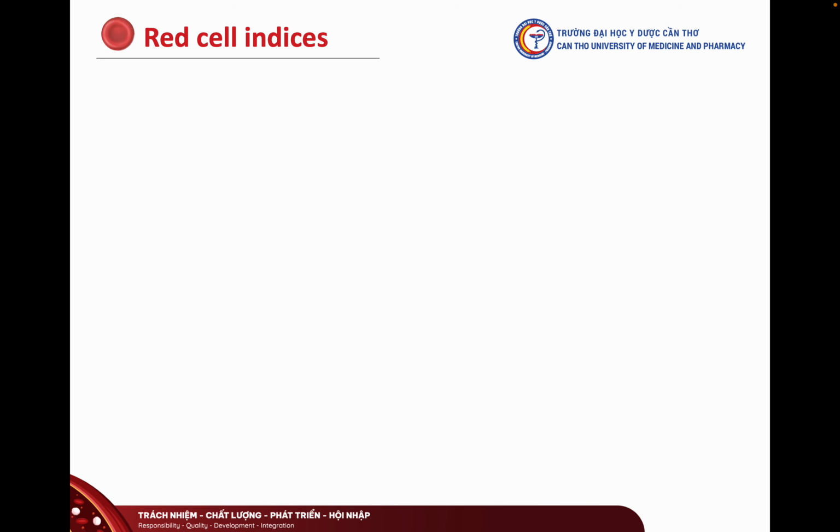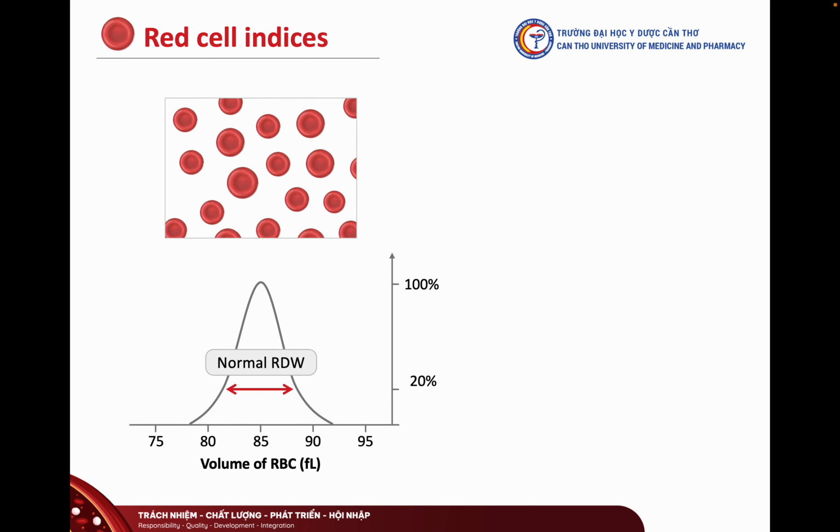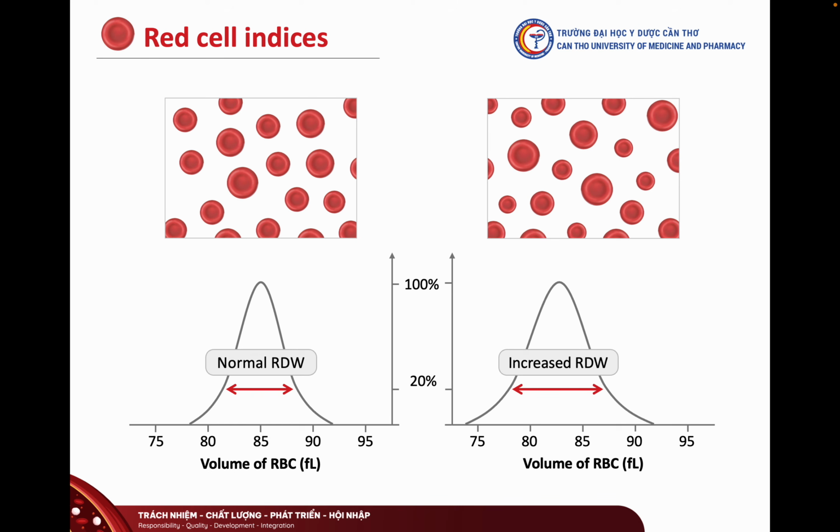And let's summarize with this comparison. On the left side of your screen, you will see the normal RDW. Most red cells are uniform in size, and the bell curve is narrow, meaning low variation of the red cell size. However, on the right side, we will see the increased RDW.